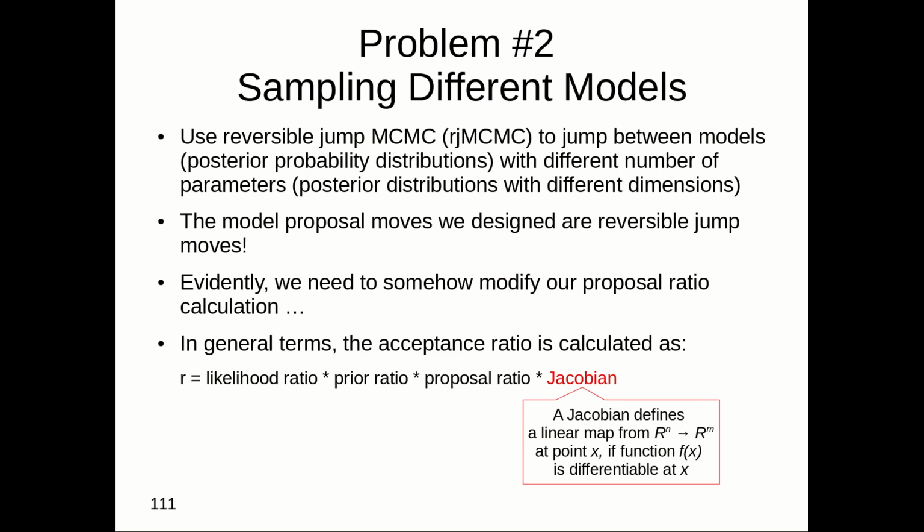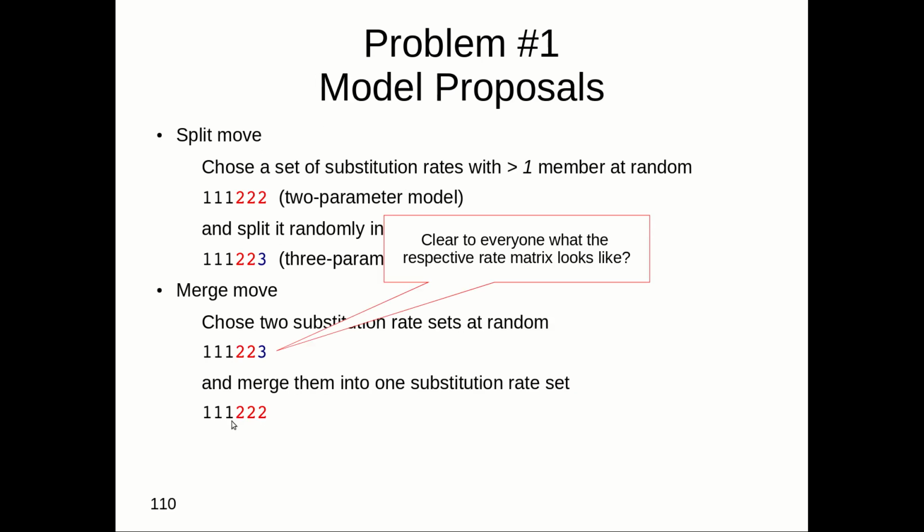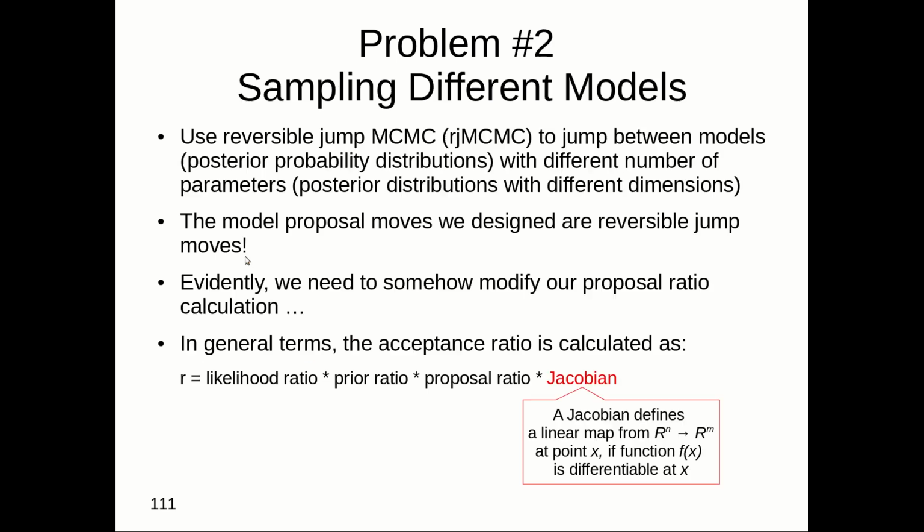Okay, and so problem number two is, well, we're sampling different models now. And that's what we're actually using reversible jump Markov chain Monte Carlo for: to jump between models, or posterior probability distributions, with different numbers of parameters, with different degrees of freedom. The model proposals we've designed on the previous slide are actually reversible jump moves. So it's easy to get from a model with two parameters to a model with three parameters, then to a model with four parameters, and then back to a model with three parameters, etc.